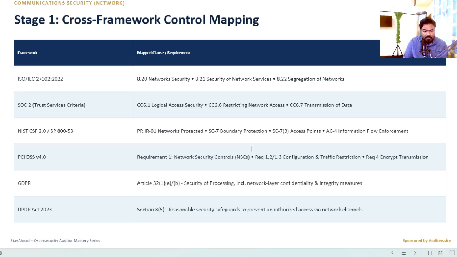Network security controls, including 1.2 and 1.3 on configuration and traffic restriction, plus requirement 4 on encryption of transmission. GDPR Article 32(1)(a)(b) covers security of processing, including network layer confidentiality and integrity. And DPDP Section 8(5) requires reasonable security safeguards to prevent unauthorized access through network channels. One control, 6 frameworks. This is exactly the kind of mapping that makes your work papers reusable across engagements.